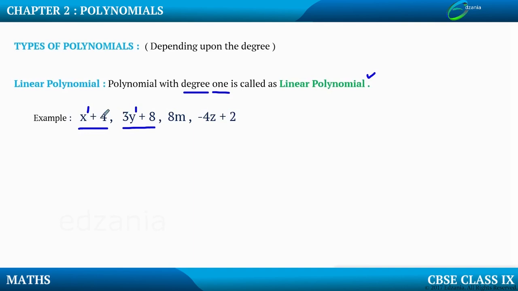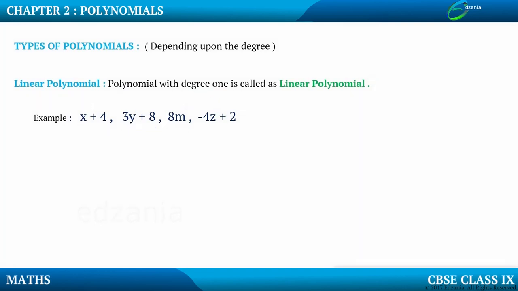In the first example, x plus 4, we can say the highest power is 1 because there is no other x term used over here. That is, the degree is 1. Therefore, it is a linear polynomial. Again, here in the second example, 3y raised to 1 plus 8, the degree is 1. In the third example, the power of m is 1, and in the fourth example as well, the power of z is 1. So, in all the cases, the highest power is 1. That is, the degree is 1. Therefore, they are all linear polynomials.